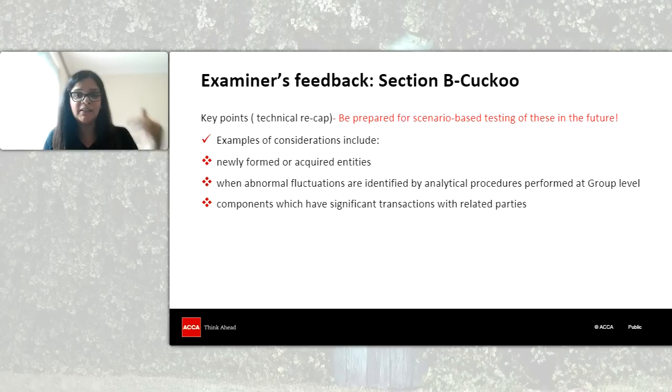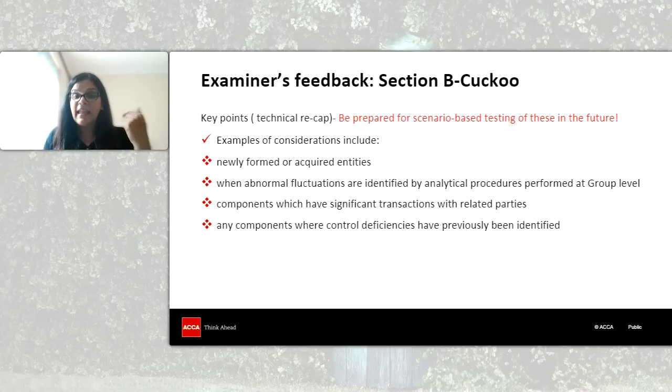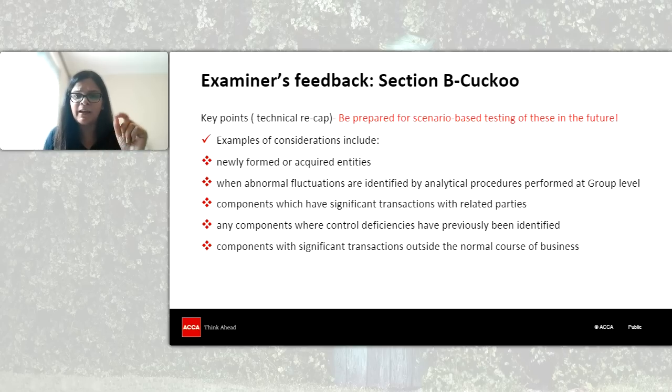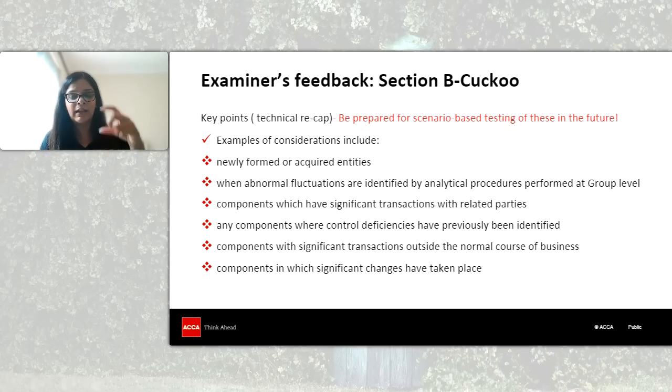Components which have had significant transactions with related parties within the group. Any components in the question where control deficiencies have been identified. Any components which have had transactions outside the normal course of business, so not stuff that they usually do, and also look at how, at the group level, the controls have been implemented to keep an eye on the components.